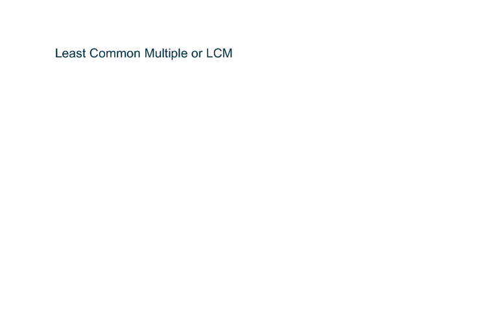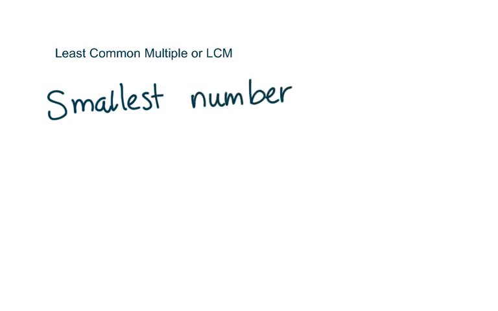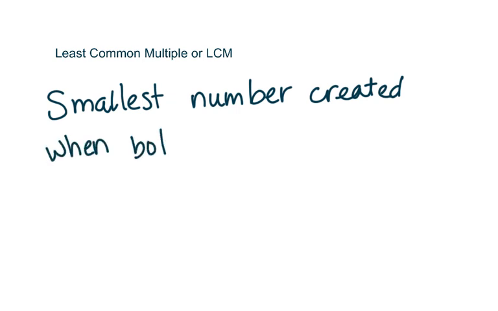Least common multiple is another way that two numbers can be related. And in this case, it's going to be the smallest number that the two numbers are a factor of. So, smallest number created when both numbers are a factor.